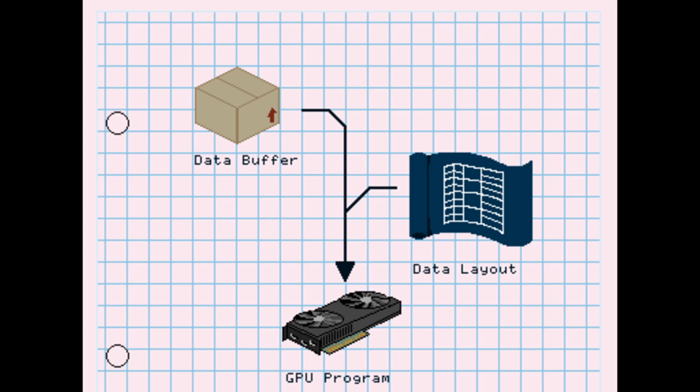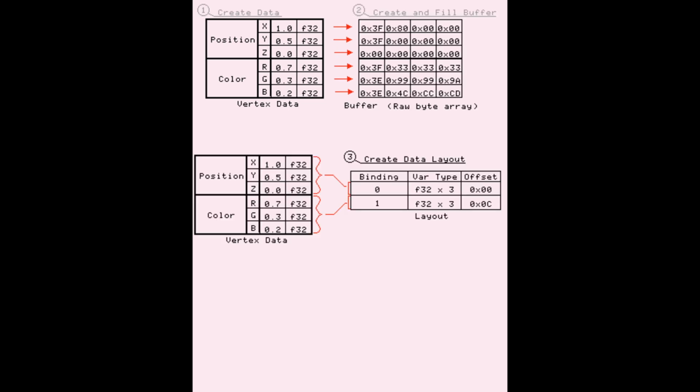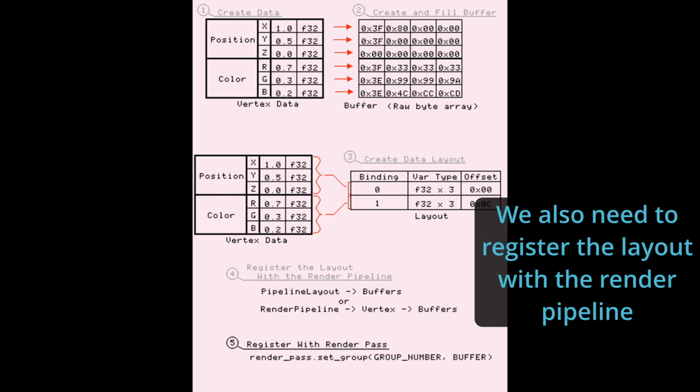In a broad sense, this mostly looks like creating some data we want to send to the GPU, creating a container buffer and filling it with that data, creating a layout that defines the shape of the data we just put in the buffers, and binding this data to a draw command during a render pass.